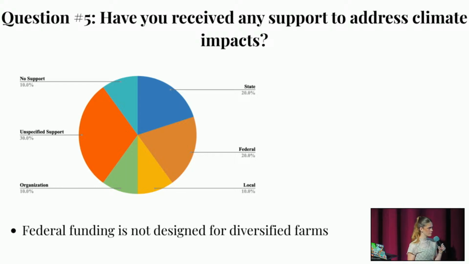Diversified farms are farms that maintain a variety of crops, as opposed to the Midwest that only grows corn or only grows a monoculture crop. So a lot of this federal funding is not designed for those farms that require specialized assistance.